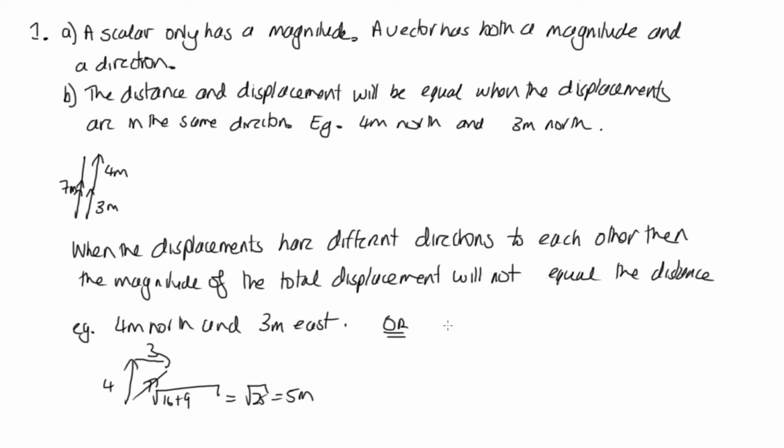Or another example would be 4 meters north and 3 meters south. In which case, when we add the displacements, we go north 4 meters and then south 3 meters. So the displacement is here, and that's 1 meter north, which is also not equal to the distance, which is just 4 meters plus 3 meters, or 7 meters.